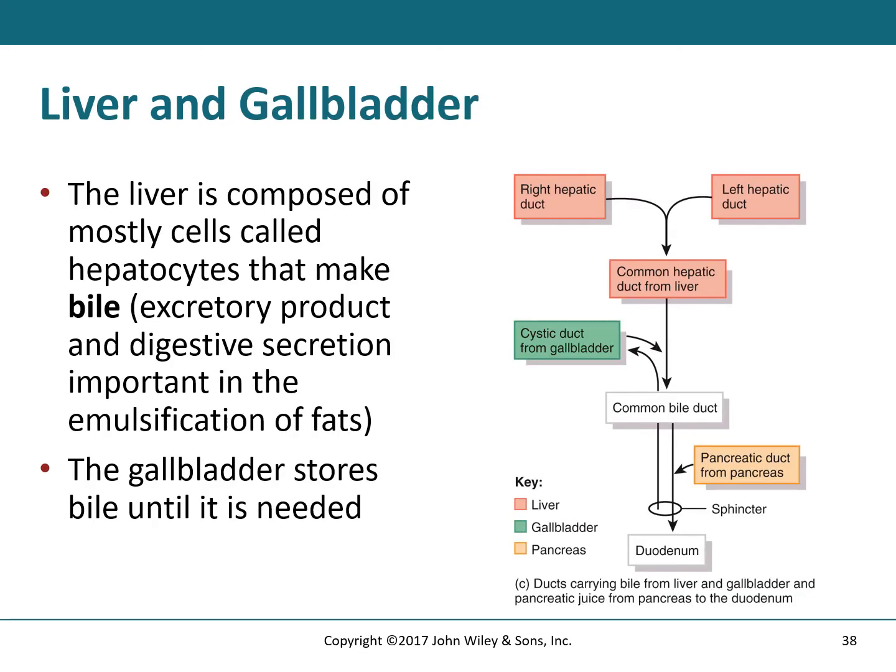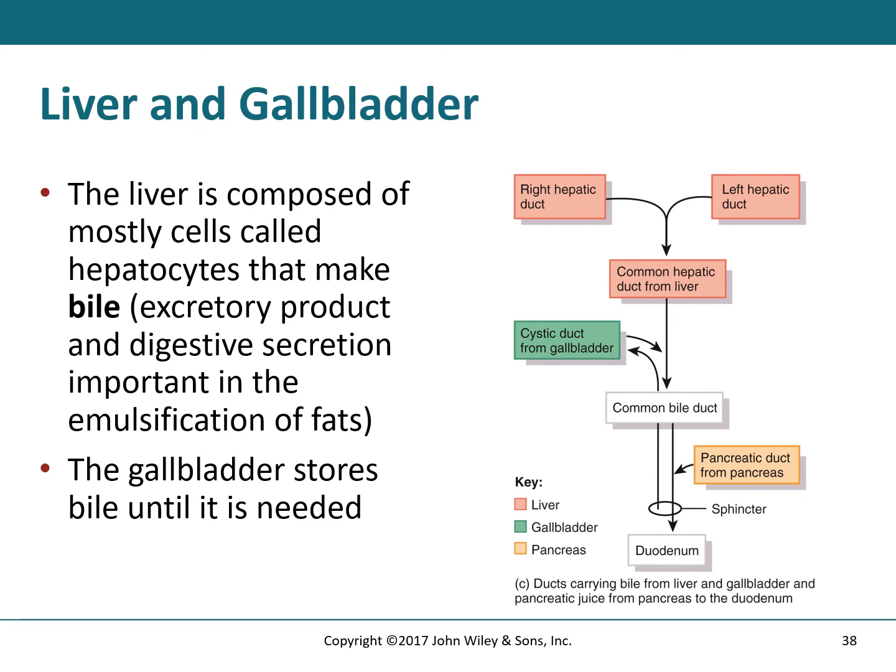Moving on from the pancreas to two more accessory digestive organs are the liver and the gallbladder. The liver is composed mostly of cells called hepatocytes, and these hepatocytes make something called bile, which is just an excretory product and digestive secretion that's going to help with emulsification of fats. Well, what do I mean by emulsification? Basically, it's going to take large fat globules and turn them into a lot smaller little fat droplets, which enables enzymes like lipases to come along and digest them more easily.